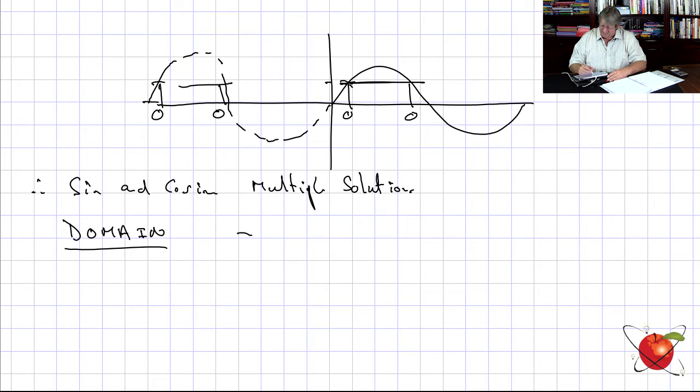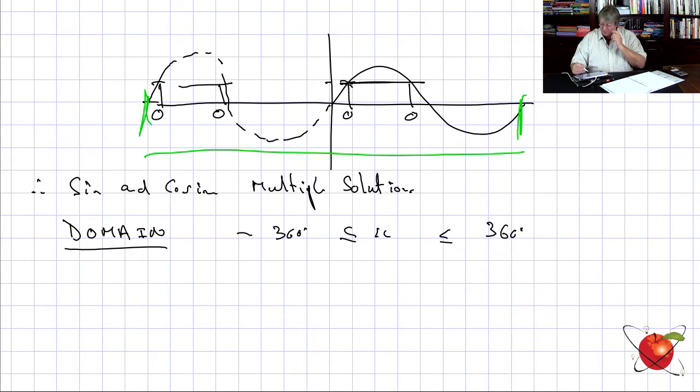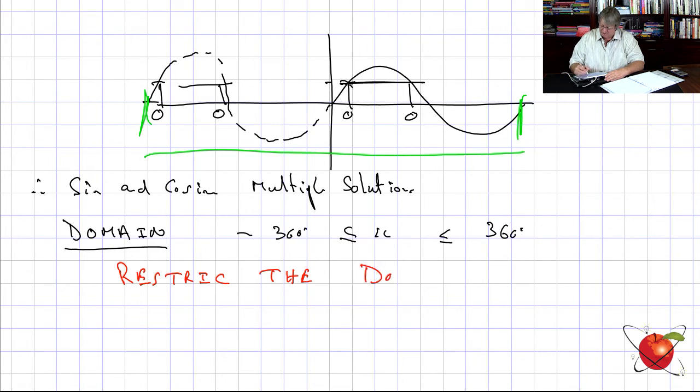The domain in this case is minus 360 degrees less than or equal to x less than or equal to 360. In other words, they have told us the domain is going to be from there to there, so it's going to give me 4 solutions. Just bear in mind that they can restrict the domain. So when you look at one of these problems, look at domain.